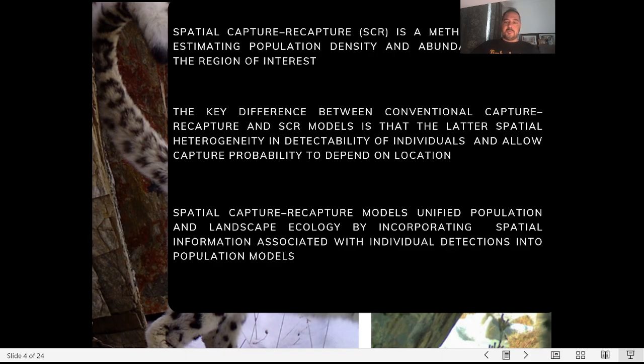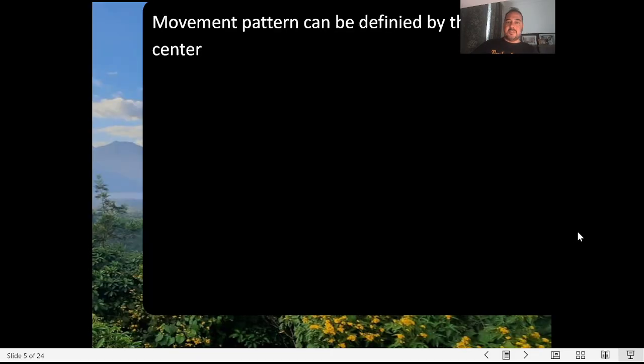So the spatial capture-recapture model unifies population and landscape ecology by incorporating spatial information associated with individual detection into the population model, and we will see what that means. One pattern can be defined by the activity center. So this is the first important parameter of the spatial capture-recapture, the activity center. Often confused with home range, but it is not.